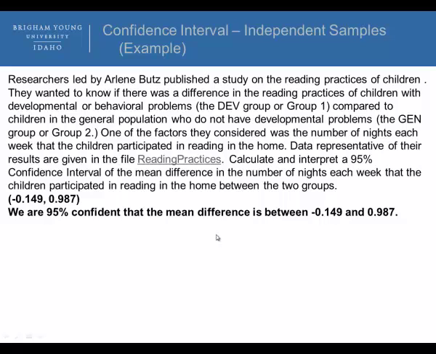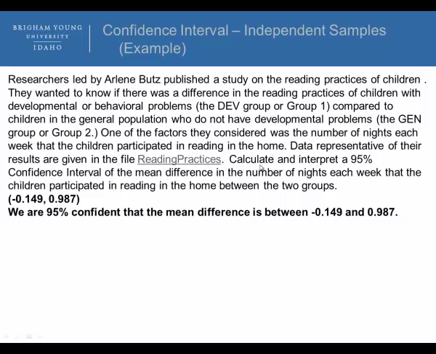Okay? So let's go back to the first example that we covered dealing with hypothesis tests. Now we're going to look at this in terms of confidence intervals. If you remember, there were two groups of reading practices for children. One is a developmental or behavioral problems group, or group 1, and we compared that to a general population who do not have developmental problems. So one of the factors the researchers considered was the number of nights each week the children participate in reading.